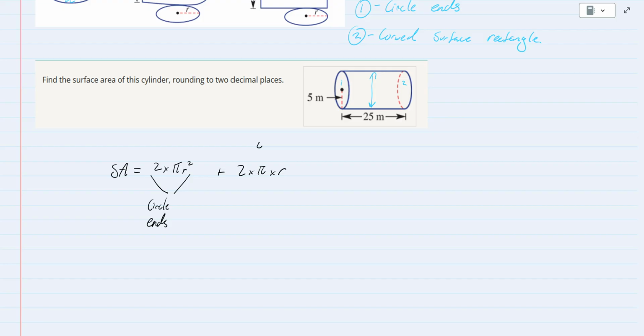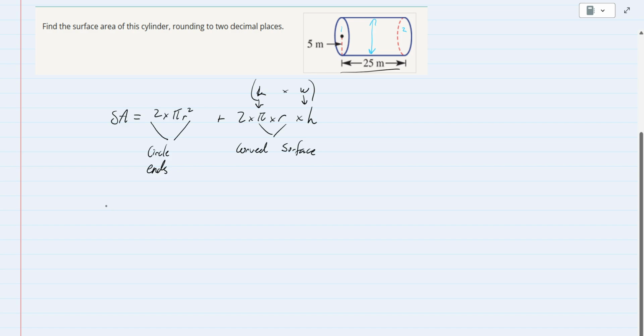So that's essentially our length, and then we're going to multiply by the height of the cylinder, so in this case 25, and that's essentially the width. Okay, so that's where our rectangular form comes in. So that's for the curved surface. So now we substitute in what we know. So the surface area is equal to 2 pi r squared, so 2 times pi times 5 squared, plus 2 times pi times 5 times 25 as our height.